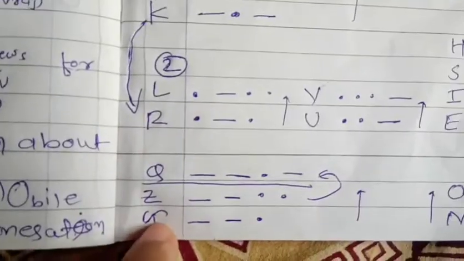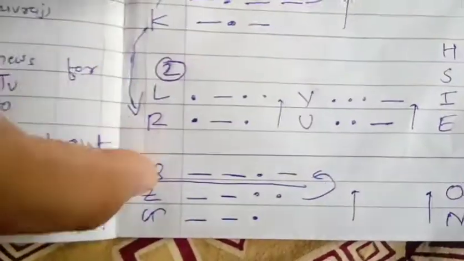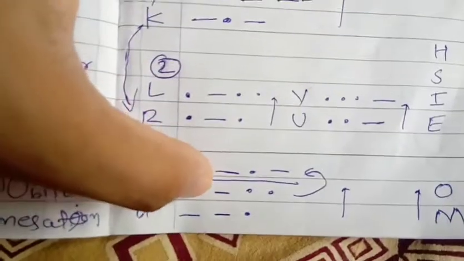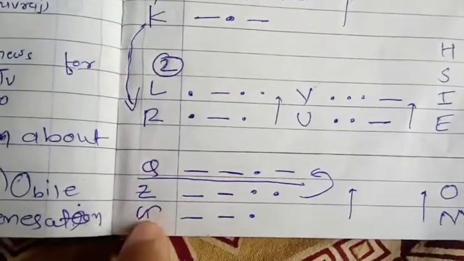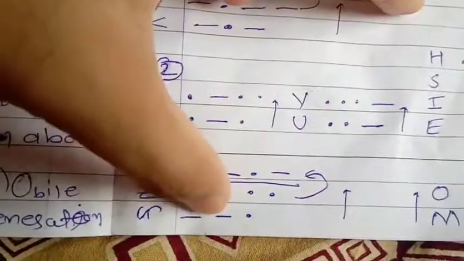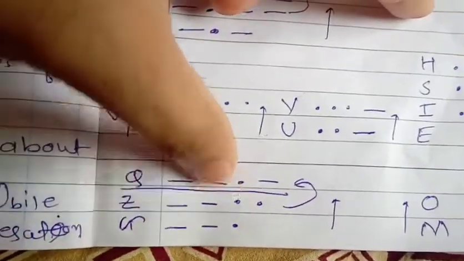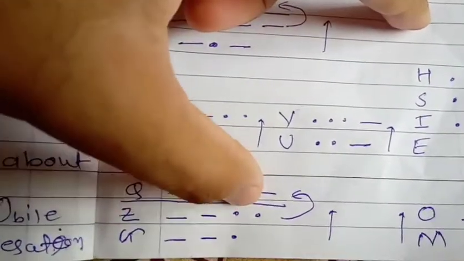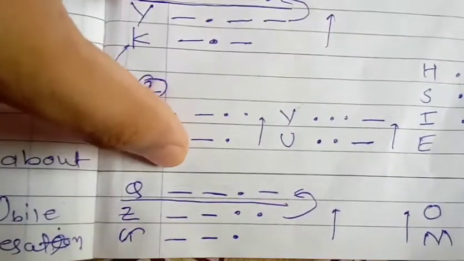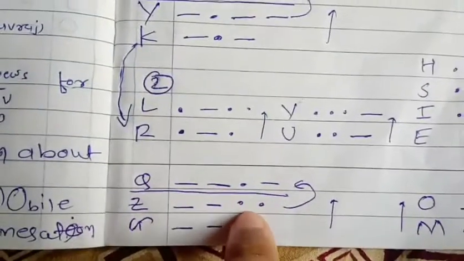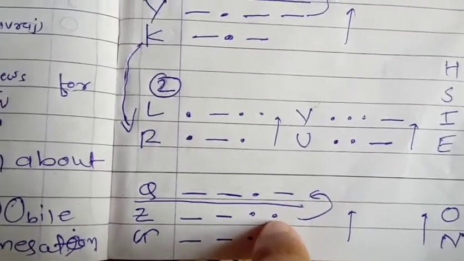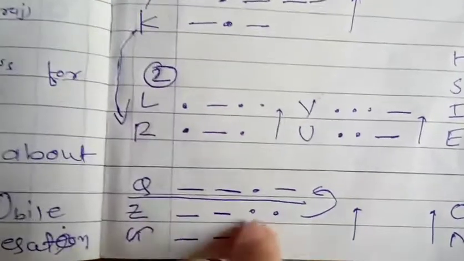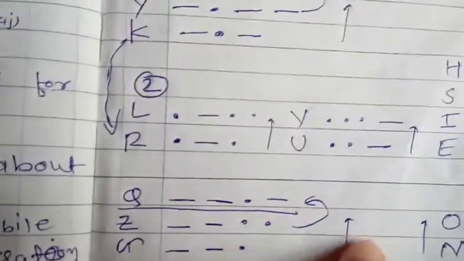Now G, Z, Q, start with double dash. G means double dash dot. Z means double dash dot dot. And now flip the last dot with dash.